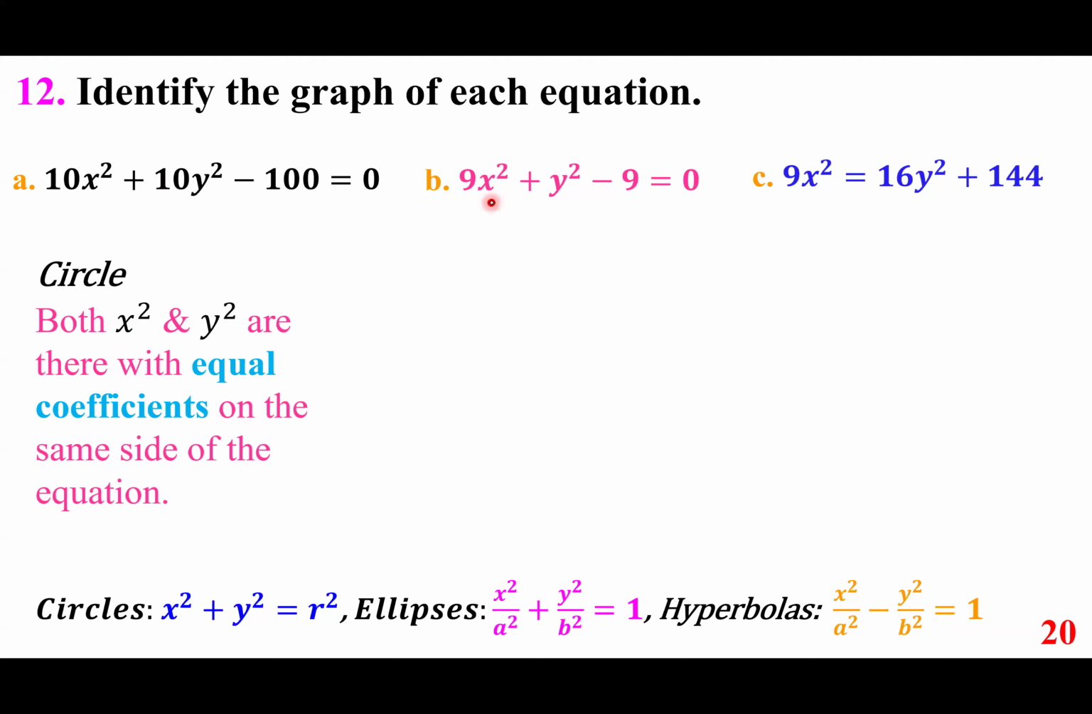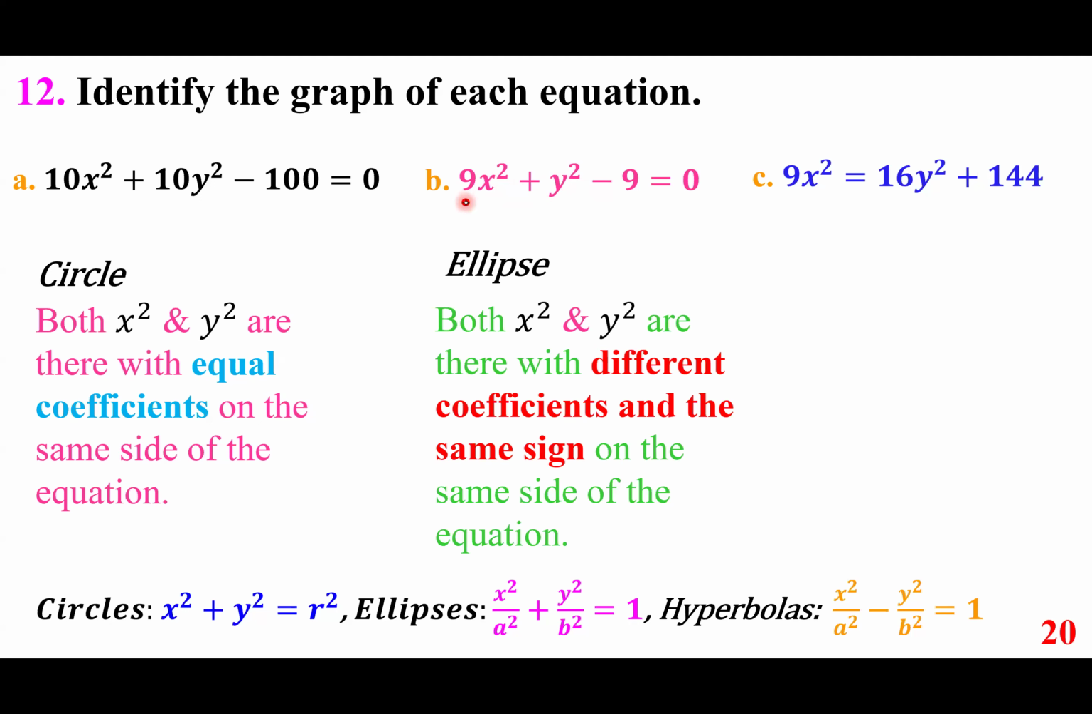What about this one? This is an ellipse. Why is that? Now, both x squared and y squared exist, but they have coefficients that are different. They both have the same sign, but one is different. Okay, but they must have the same sign. Therefore, both x squared and y squared are there with different coefficients and the same sign on the same side of the equation.